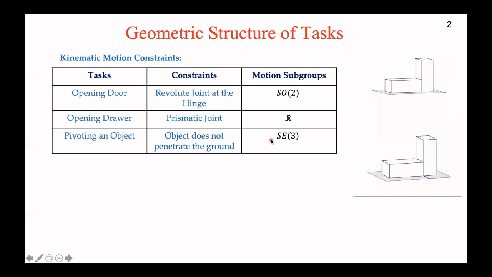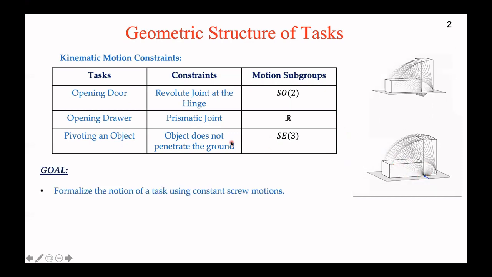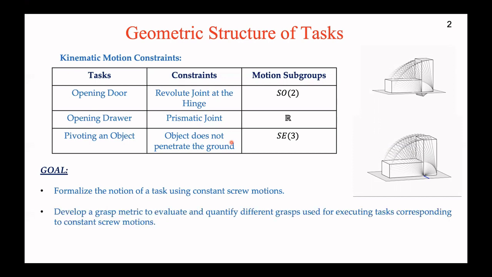Another example is of pivoting objects with the help of environment. We need to satisfy the constraint at the object-environment contact that the object does not penetrate the ground, as seen in the animation on the right. This constraint can be readily satisfied if the pivoting motion is represented as a constant screw motion about the pivoting edge. Therefore, our overall goal in this paper is to formalize the notion of a task using screw motions and to develop grasp metric to evaluate different grasps used for executing tasks corresponding to such motions.